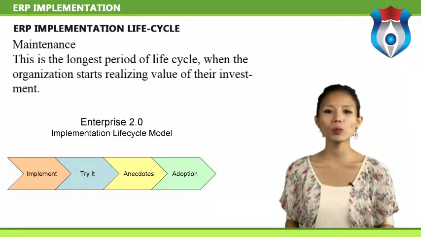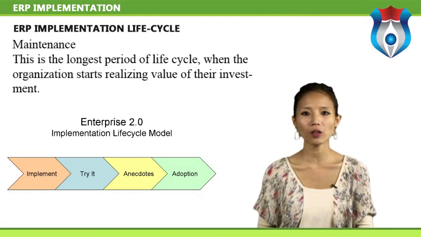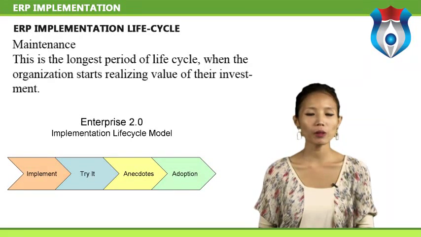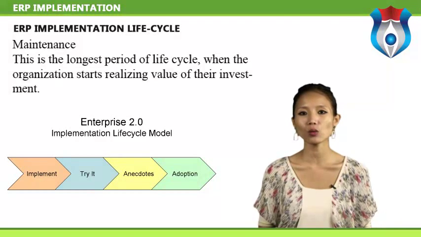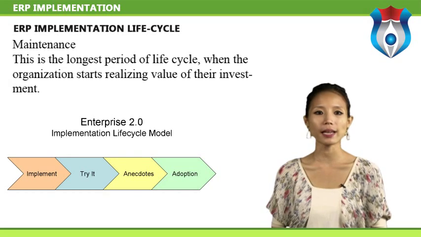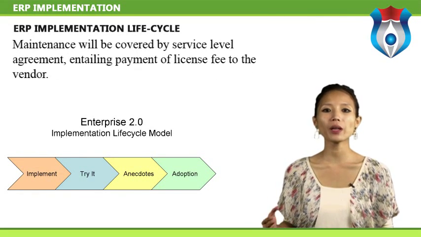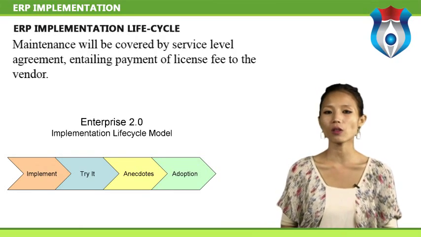This is the longest period of the life cycle, when the organization starts realizing the value of the investment. Users will get familiar and start owning the system. Some changes will continue, such as new reports, different workflows, some localization on taxes, etc. Maintenance will be covered by a service level agreement entailing payment of a license fee to the vendor.